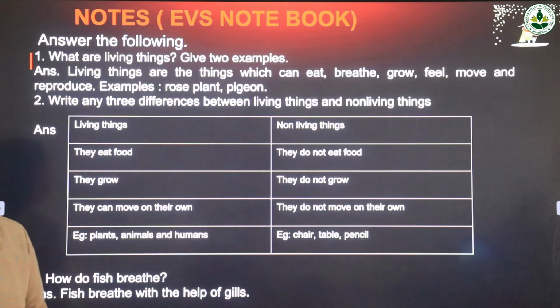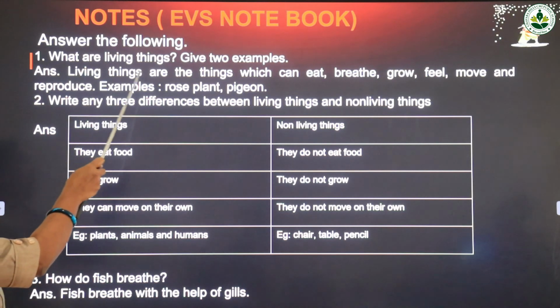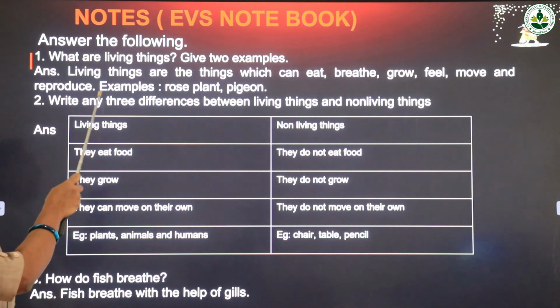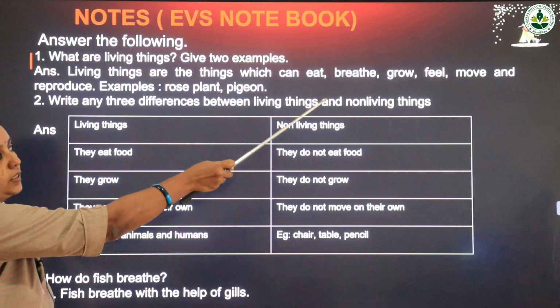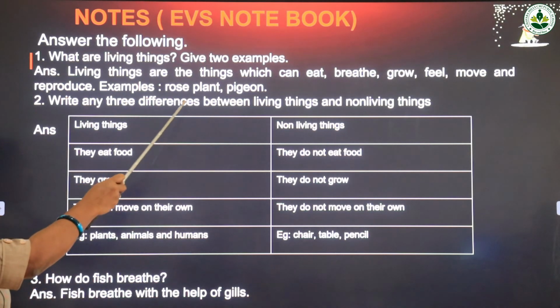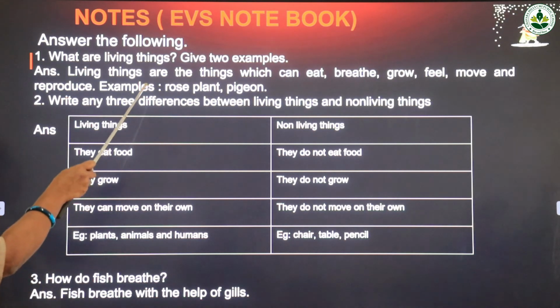Okay. Now we move on to the question answers. I have given 3 question answers of this part. The first one, what are living things? Give 2 examples. Answer is, living things are the things which can eat, breathe, grow, feel, move and reproduce. Examples are rose plant, pigeon. So the examples I have written specifically. If you know other examples, you can write other examples. Okay. So that is the first question answer.